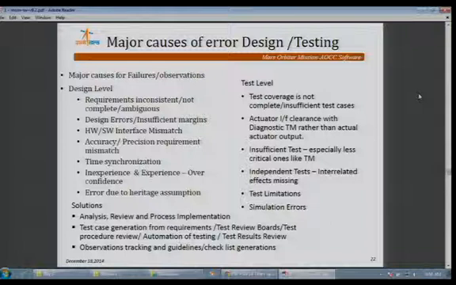And various solutions which are envisaged are analysis and review, process implementation, test case generation, and review boards to ensure that these are taken care of in various stages. And normally the observations are tracked, and guidelines and checklists are generated so that these are all provided as feedback. Next slide, please.